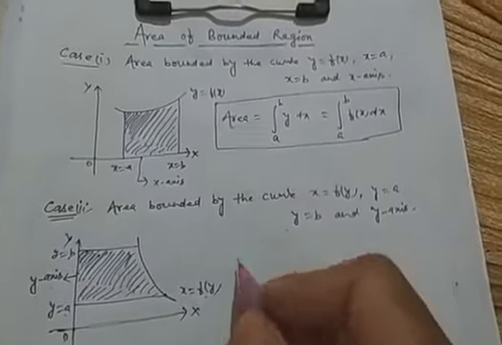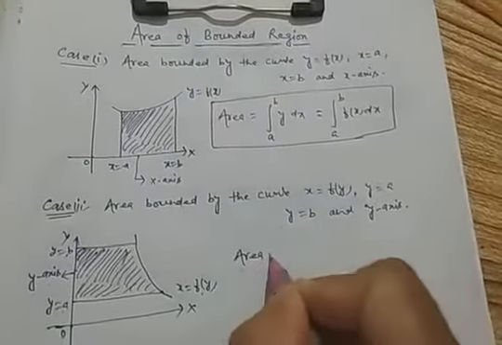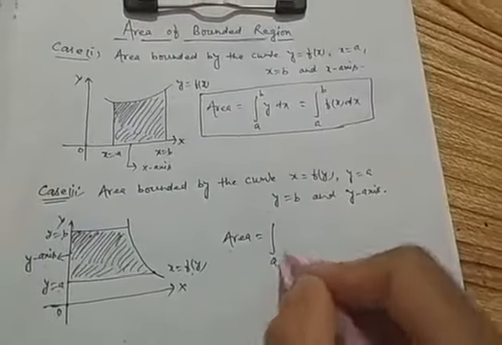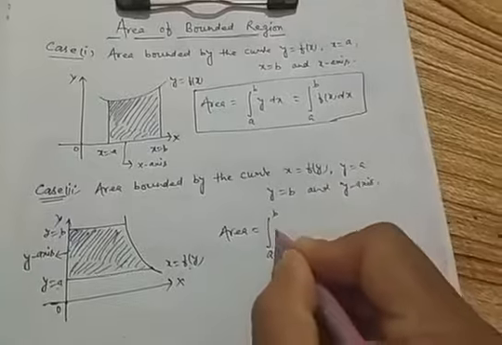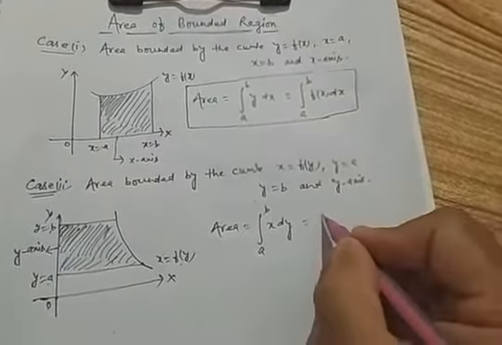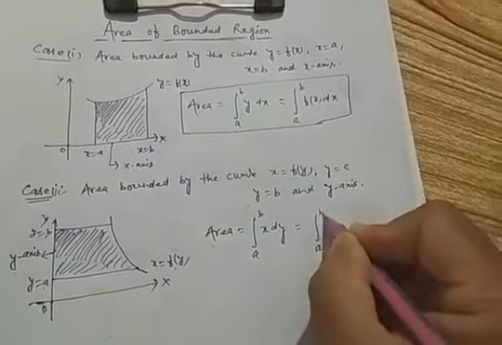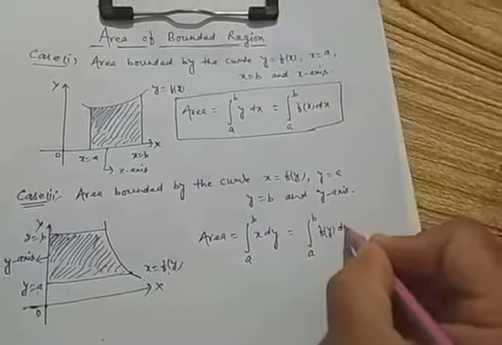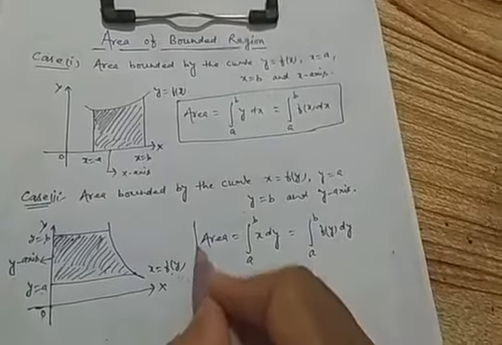So the area is equal to the integration from a to b of x dy, which is the integration from a to b of f(y) dy.